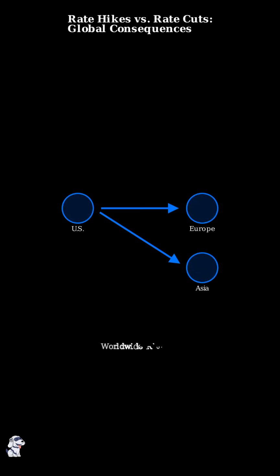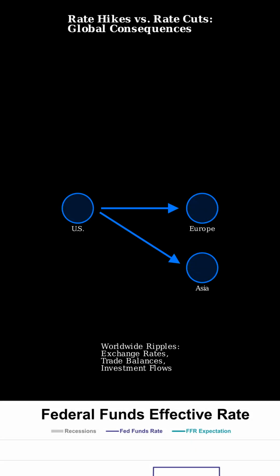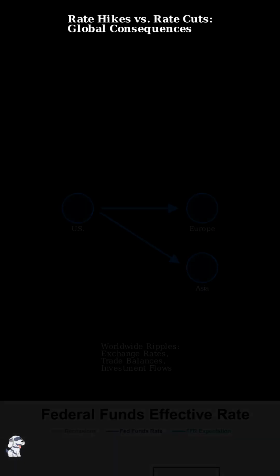These rate changes create worldwide ripples, affecting exchange rates that influence international trade, shifting investment flows that can boost or hurt economies, and altering trade balances as countries adjust to currency fluctuations. For instance, a stronger dollar might hurt U.S. exporters but help importers, while global stock markets react accordingly.